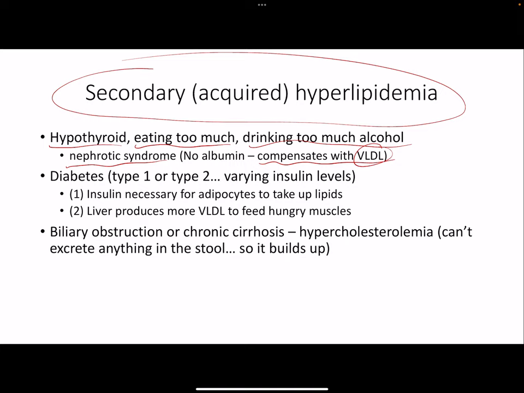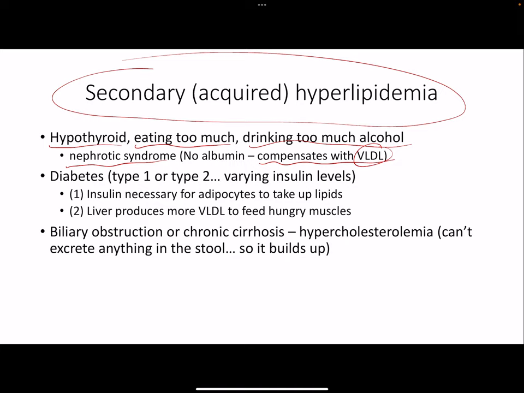Diabetes, type 1 or 2. So insulin is necessary or helpful for an adipocyte to take lipids out of the blood to store them. And so if that doesn't work, we're going to have more lipids in the blood. Additionally, insulin is going to help cells absorb glucose. And if cells aren't absorbing glucose, well, they still have energy demand. So for whatever reason, they're like, hey, new glucose is coming in. Can you bring some fats over? So, fatty acid mobilization, fatty acids on the back of albumin, or we're going to have VLDLs go over. And in either case, you're just going to have more fats in the blood.